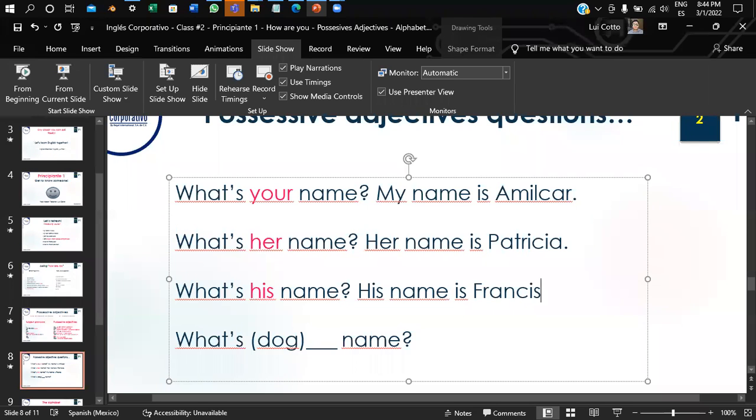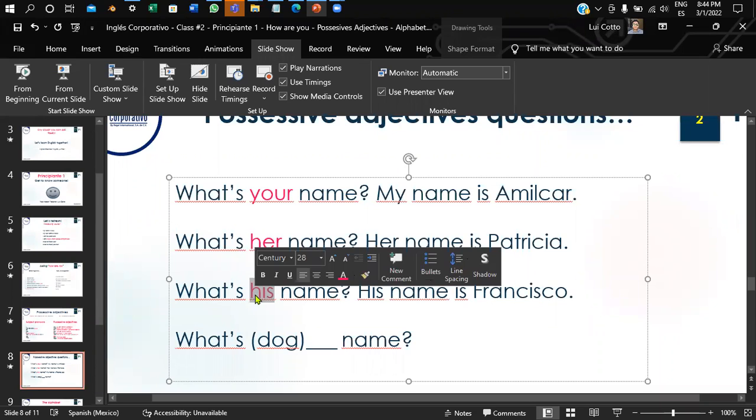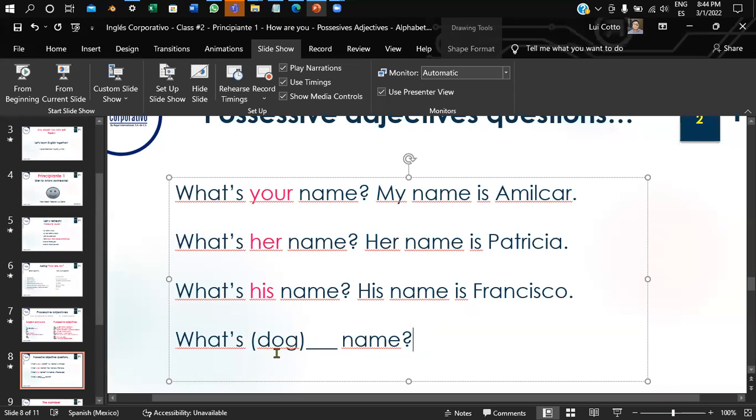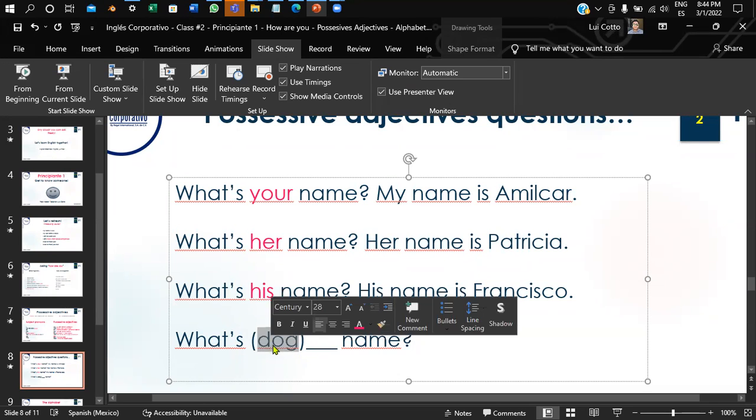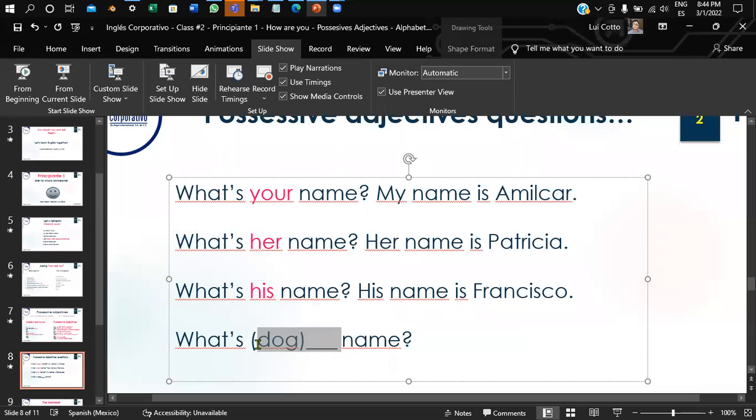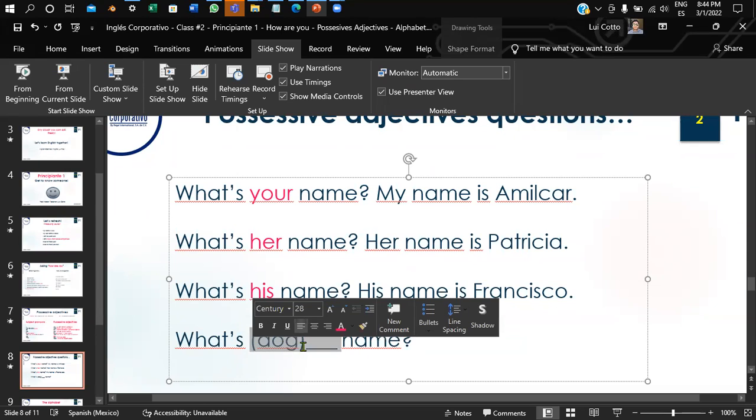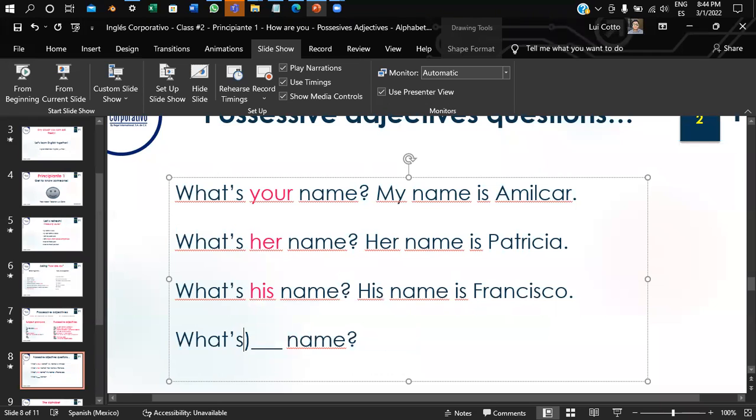What's his name? His name is Francisco. Correct, because we have a boy, porque es un chico. His. Okay, very good. Next. What's its name? In parentheses is dog. Name. Okay. Brooklyn. Okay, let's correct.